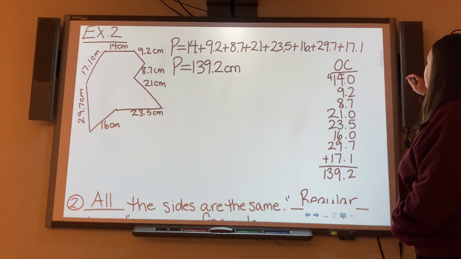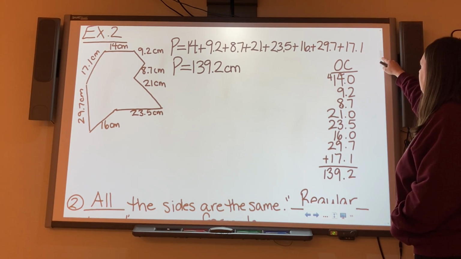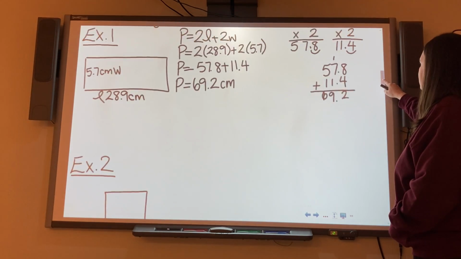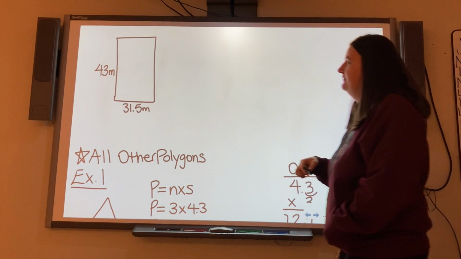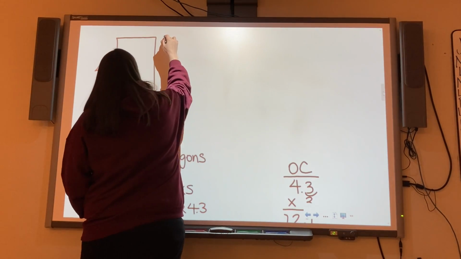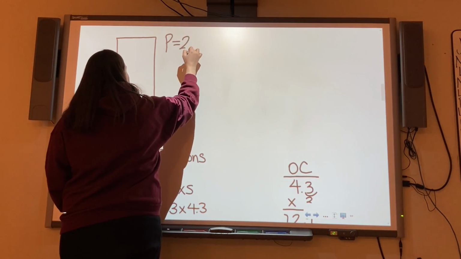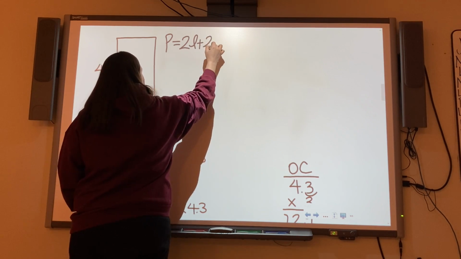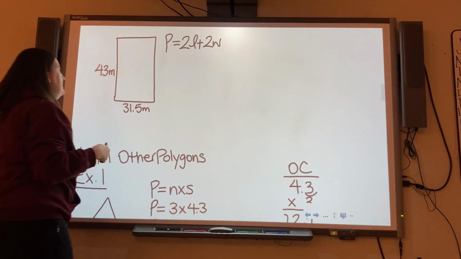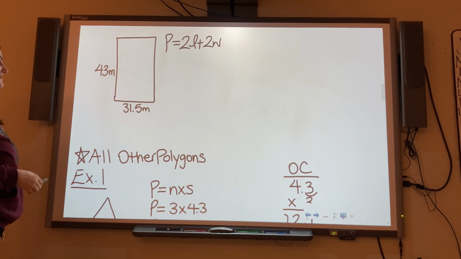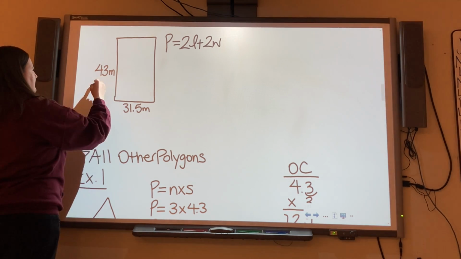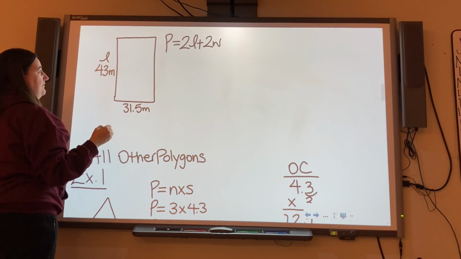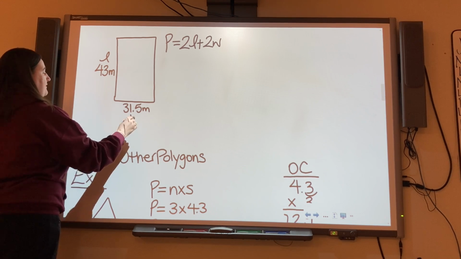All right, so let's move down to number 2. All the sides are the same. We did the rectangle, so let's do example number 2 for the rectangle. Remember the formula, P equals 2L plus 2W for rectangles. So you need to look at the diagram and figure out which one's the L and which one's the W. The L is the long one, so that's 43. The W is the shorter one, 31.5.